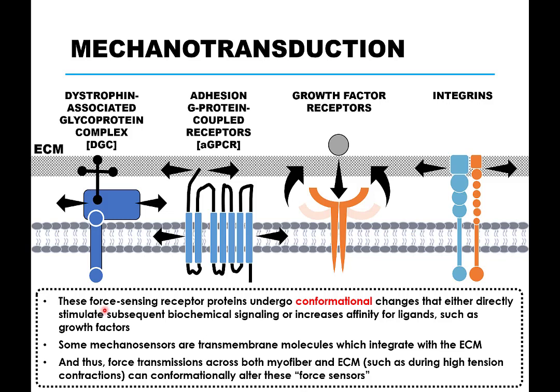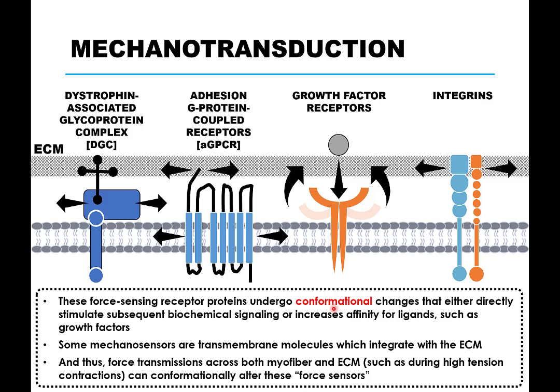When the muscle contracts, especially against a resistance, i.e. loading, these mechanosensors detect force transmissions across the muscle fiber longitudinally and laterally between the muscle fiber and the ECM. During high tension contractions, like during resistance training or resisted therapies, these mechanosensors undergo conformational changes, which means they undergo some physical change. This conformational change in the mechanoreceptors causes subsequent stimulation of biochemical signaling that leads to processes like myofibrillar protein synthesis and satellite cell activation.